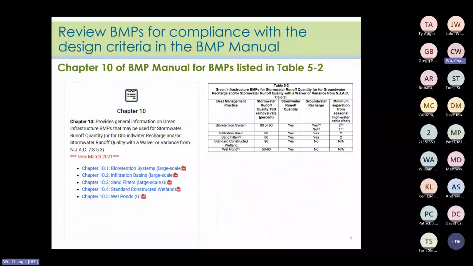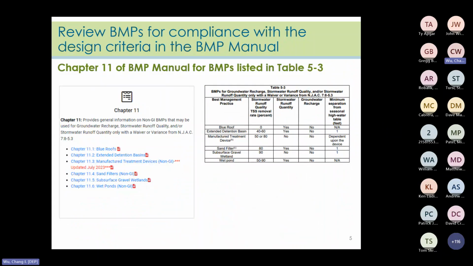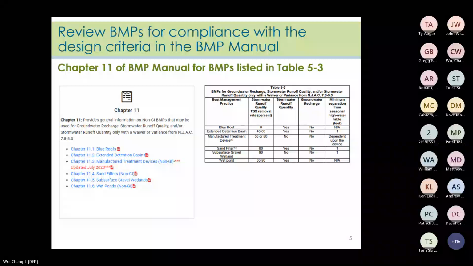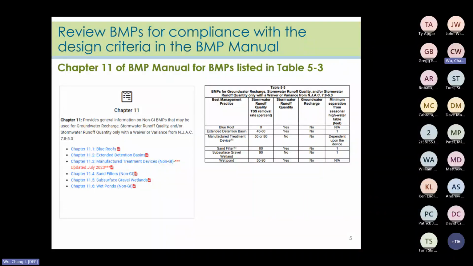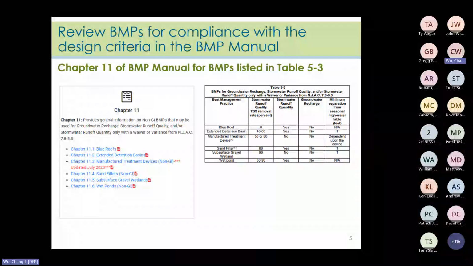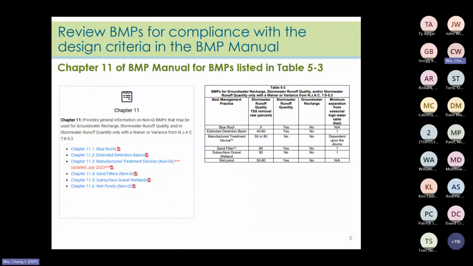Here are tables 5-2 and 5-3. A note for the BMPs on table 5-3: these are BMPs and not GI BMPs. So you will need to get a waiver or variance before you can use them for meeting quality, quantity, or groundwater recharge requirements.